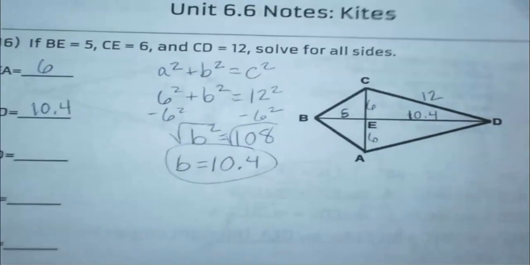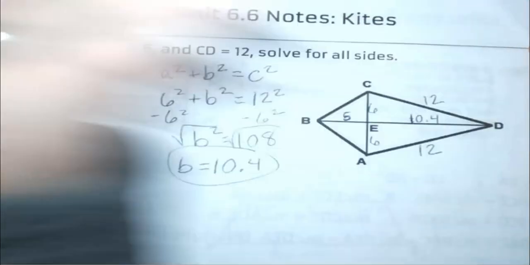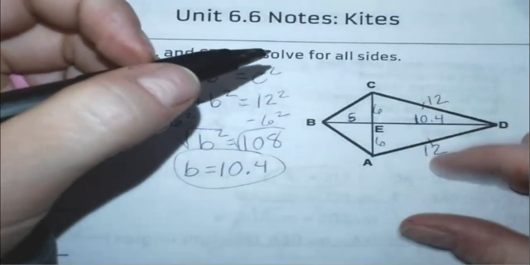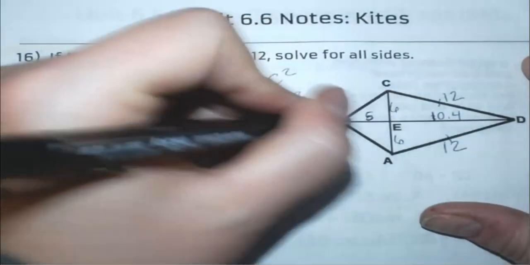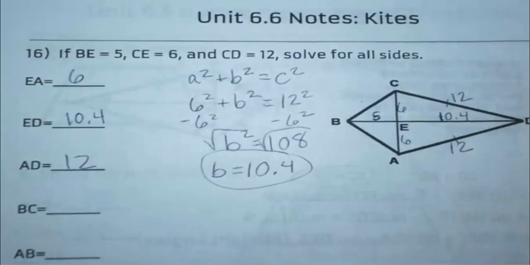All right, AD. So we have CD is 12. AD is also going to be 12 because these 2 are the same. So make sure you guys can see that. Those 2 are the same. These 2 are the same. So 12 for AD. Now you're looking for BC.